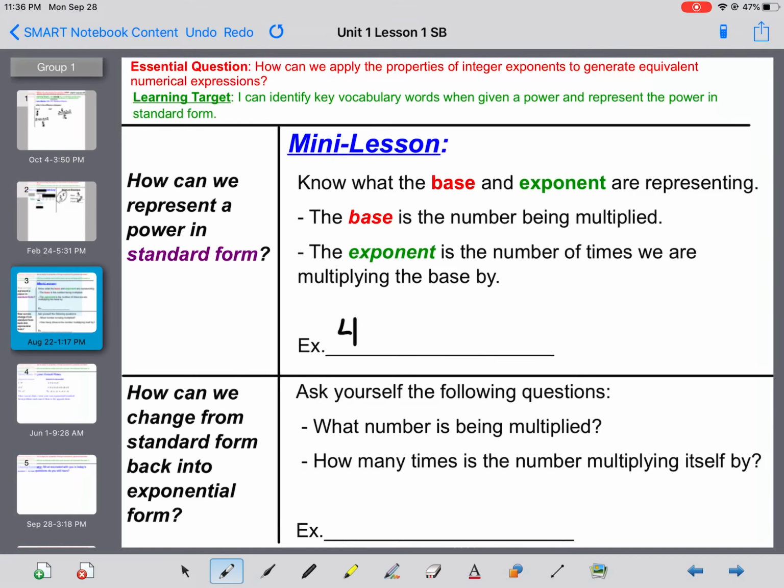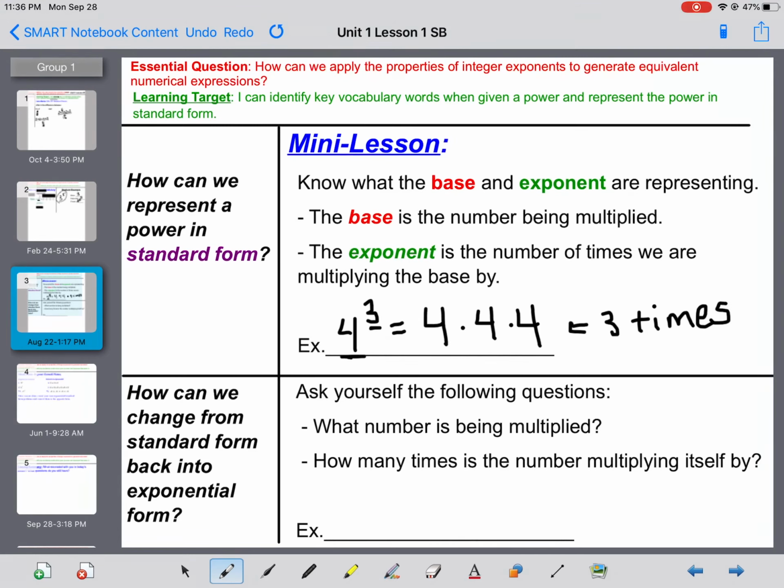If we come up with another example, 4 raised to the 3rd power, the number 4 is our base. That's the number that we are multiplying. And 3 is the number of times we're multiplying 4 by. So 4 times 4 times 4, 3 times, because 3 is our exponent.